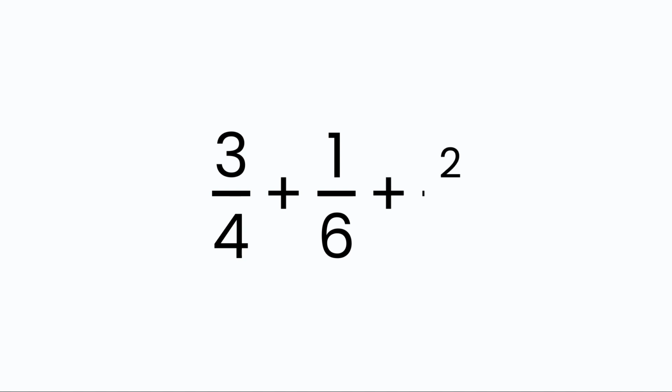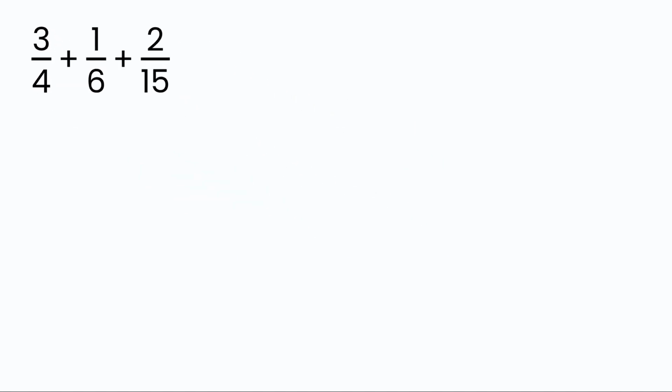Now let's take a look at a slightly longer example. You want to find 3/4 plus 1/6 plus 2/15. Again, the denominators are unequal, so you need to find a common denominator. Let's find the LCD. Here, the denominators are 4, 6, and 15. You write them beneath each other, like this, and find the prime factorization of each of them.